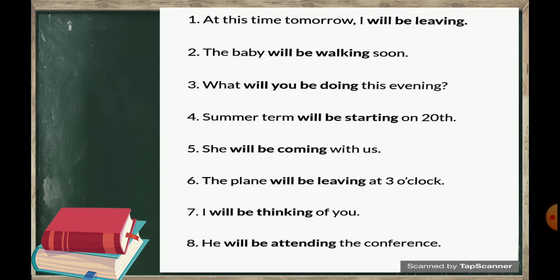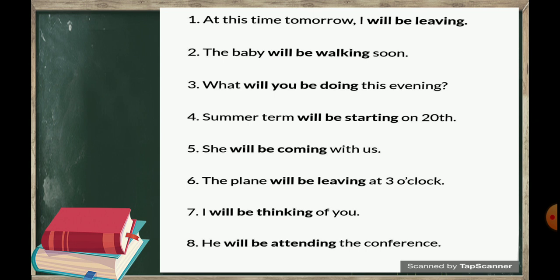Okay, now see the next thing. I'll be thinking of you. So, what is the verb here? Will be thinking. Yes. If you want to say this in negative, I will not be thinking of you, or I won't be thinking of you.